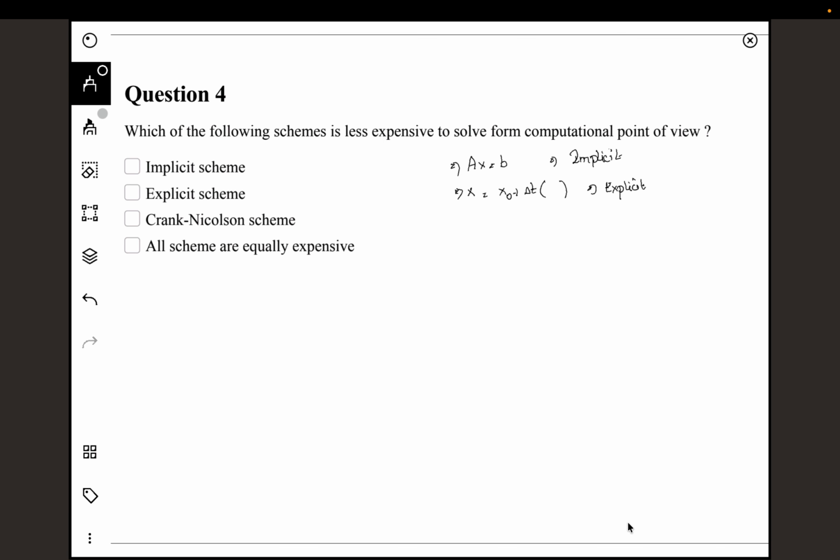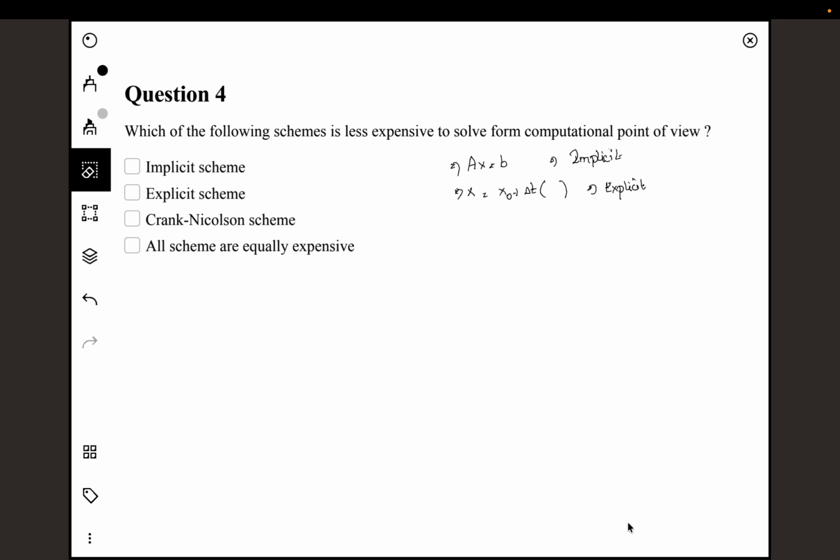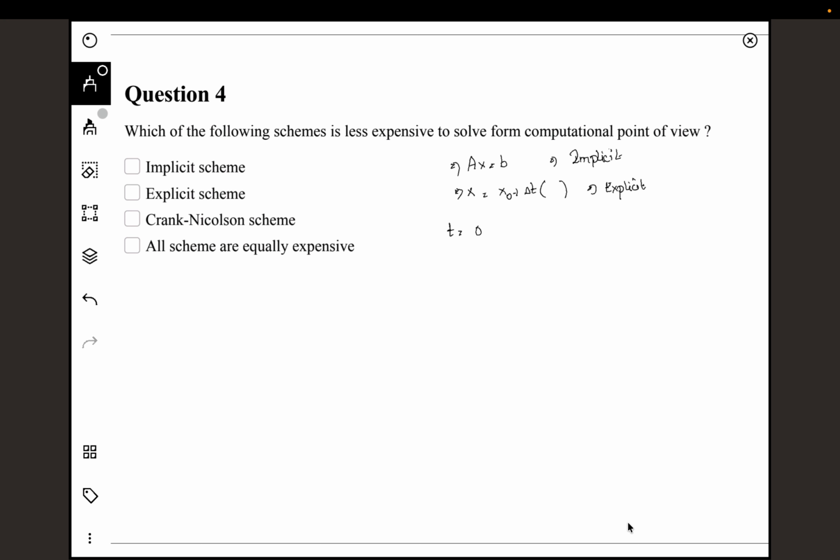So usually, if you are thinking per one iteration, or let me say that you want to go from t equals 0 to t equals capital T, explicit, let's say, will require 100 steps.